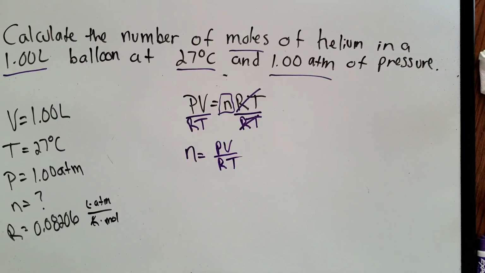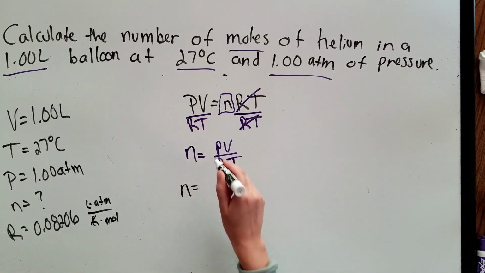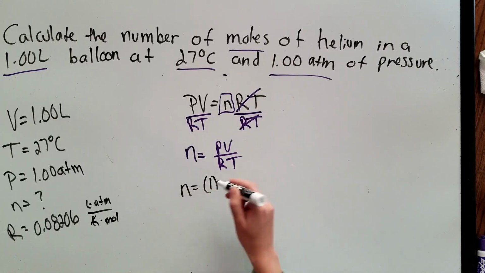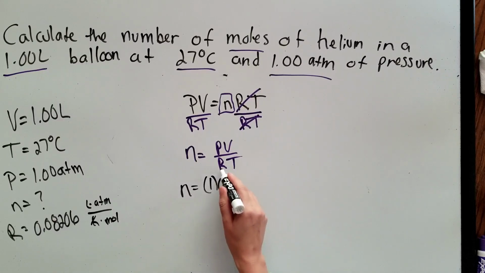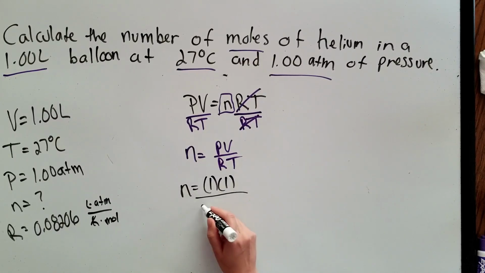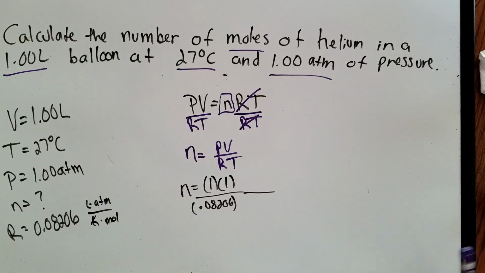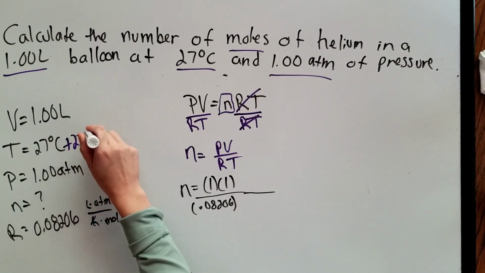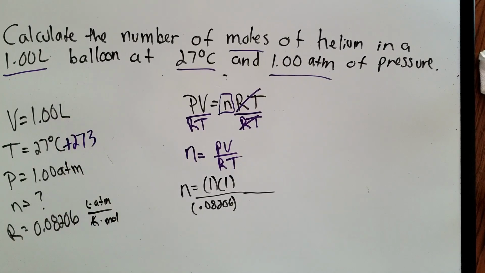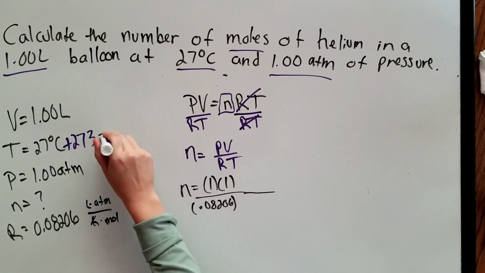So now let's plug in. My pressure is 1 atm. My volume is 1. My R value is that constant, that's 0.08206. And then my temperature, I didn't convert it yet. So, glad I noticed that. Let's go over here. Remember, to convert from Celsius to Kelvin, all you do is add 273. And I believe that's going to give us an even 300.